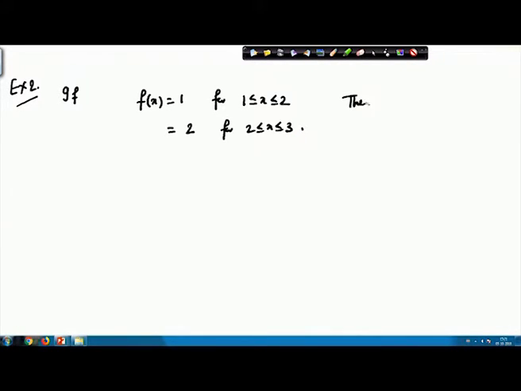then evaluate the integral from 1 to 3 of f(x) dx.